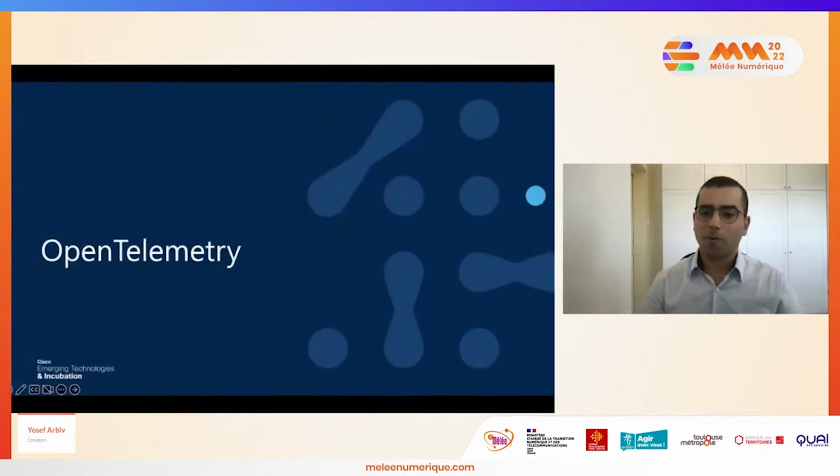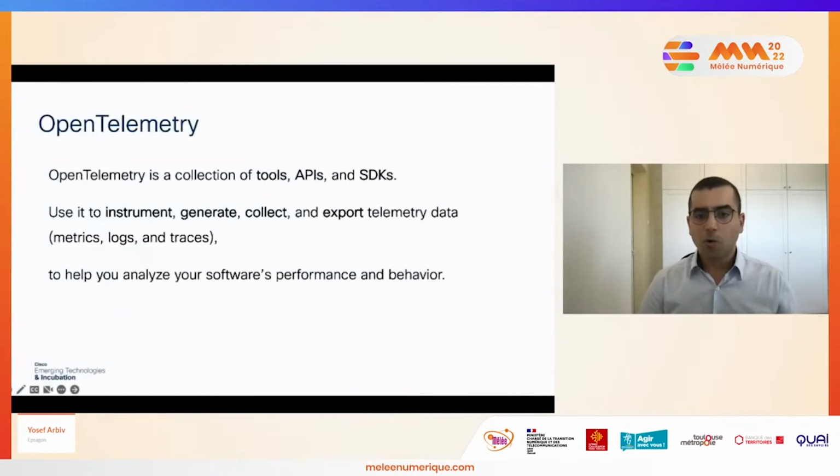And let's talk about OpenTelemetry. If you go to the official website of OpenTelemetry, which is opentelemetry.io, you will see this definition: OpenTelemetry is a collection of tools, APIs, and SDKs, and you can use it to instrument, generate, collect, and export telemetry data, which is metrics, logs, and traces. So eventually, OpenTelemetry helps us to generate, collect, and export telemetry data. It does not deal with storing this data and visualizing this data. We'll talk about this later.